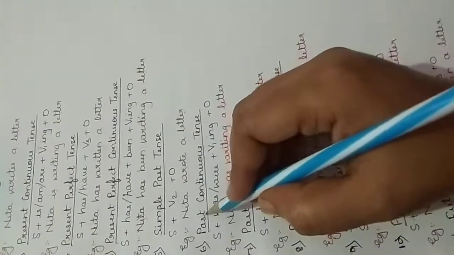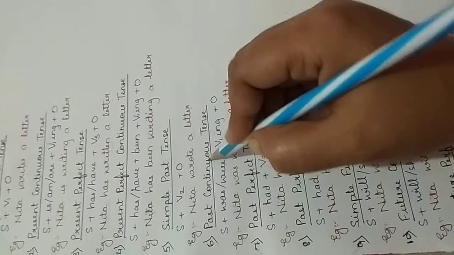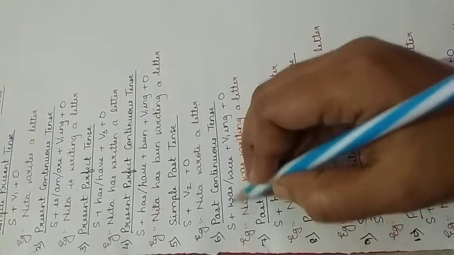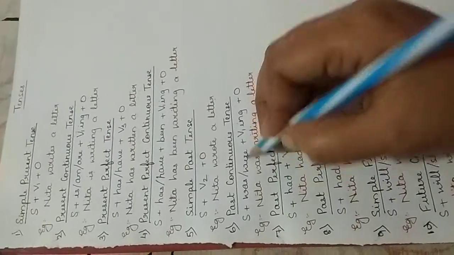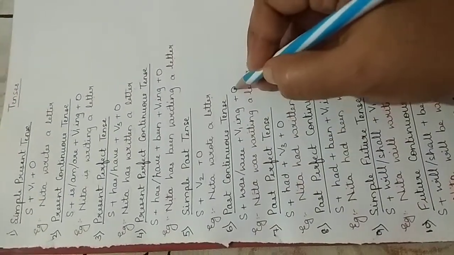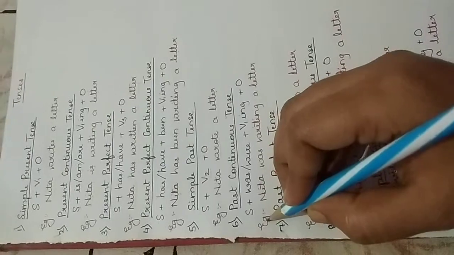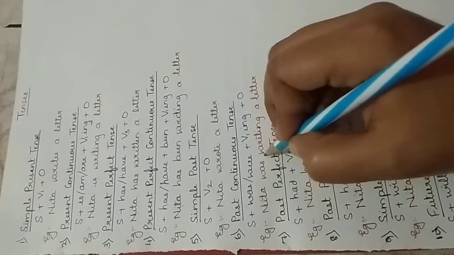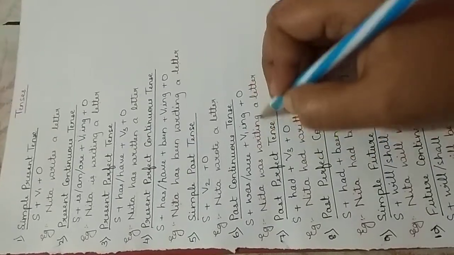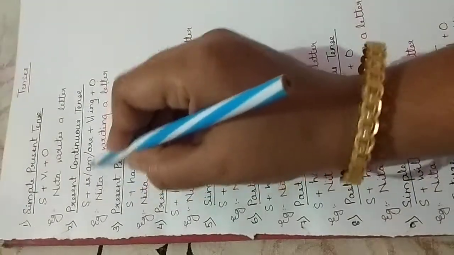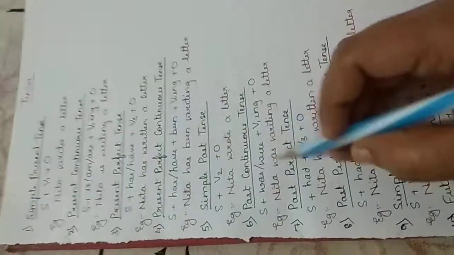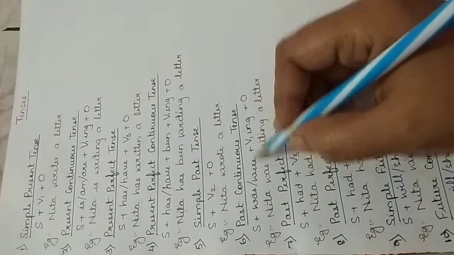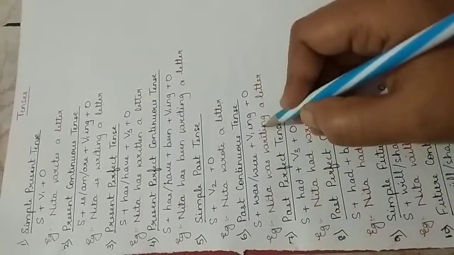Then past continuous tense. As we know, continuous means the ing form. So the formula is subject plus was or were plus v1 ing plus object. The example is Neeta, singular, so was, and the v1 ing form, writing a letter. As in present we have used is, am, are, in the same way in past we use was and were because we are talking about the past. Neeta was writing a letter.